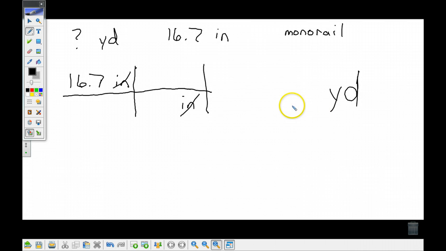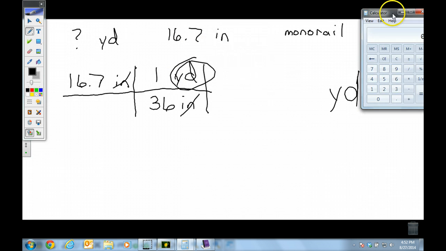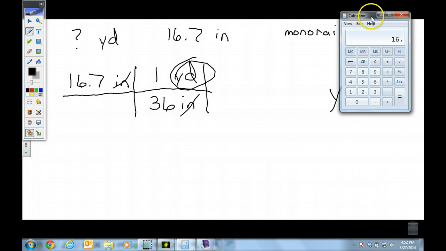Well, if you know how many inches are in a yard, this is going to be a real short problem. If you know how many inches are in a yard, and it's 36, you're done. You have canceled out the inches before you even grab your calculator. Yard is on the top. You've already set this up. It is ready to go. And if you get your calculator, and take 16.7 and divide it by 36.